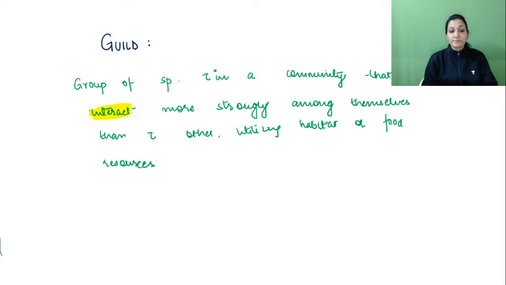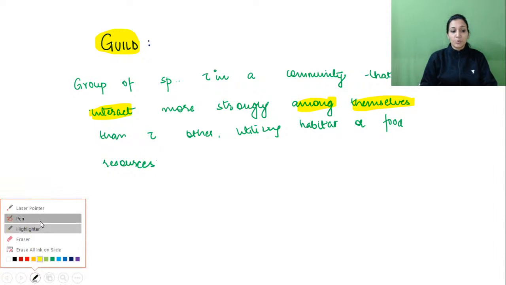So remember this thing, guild. What you need to remember in guild is interact among themselves. Guild, strongly, like not 100%, but interact more strongly among themselves. That is a guild. Okay, remember this word well. What is a guild?